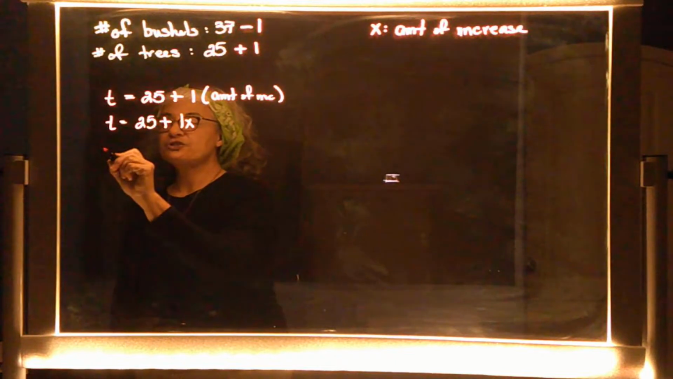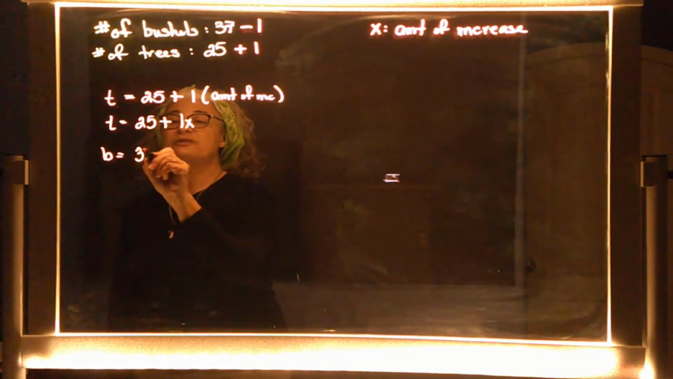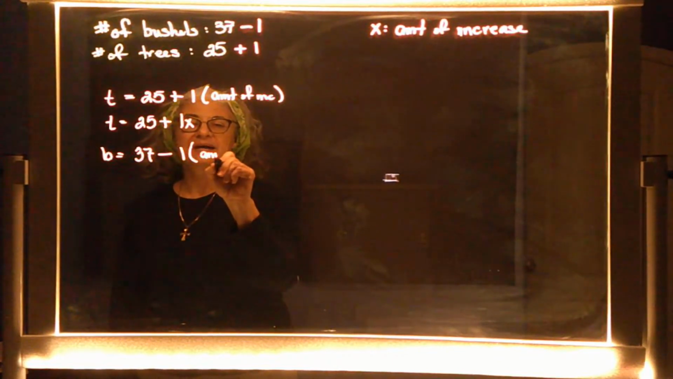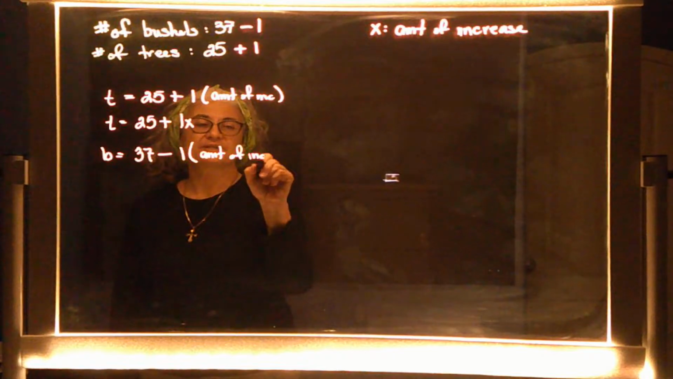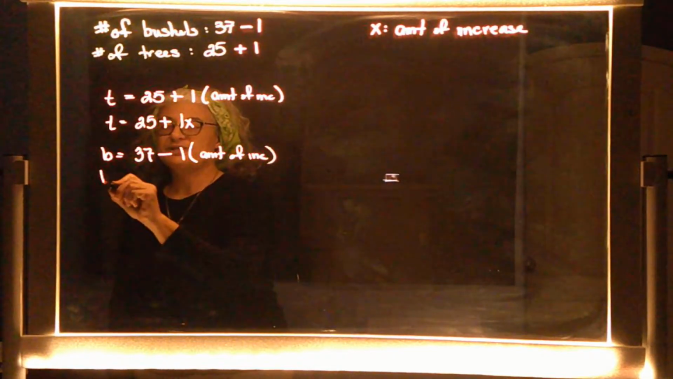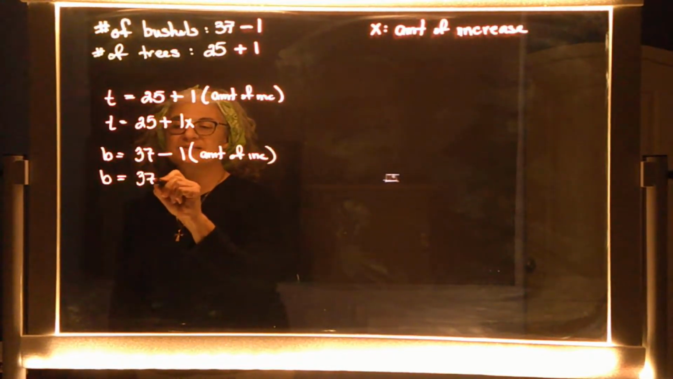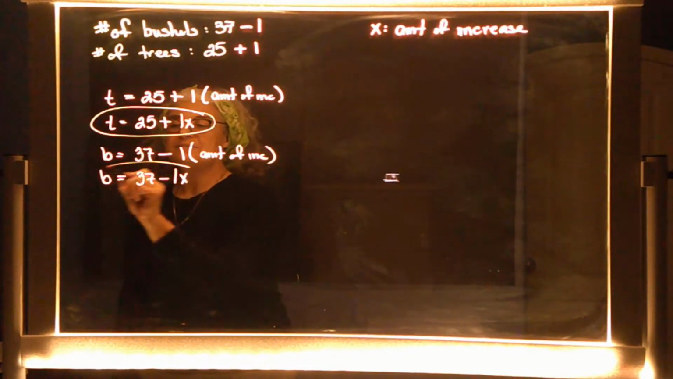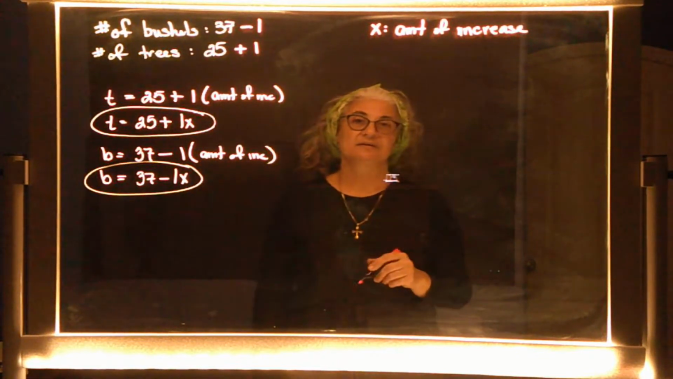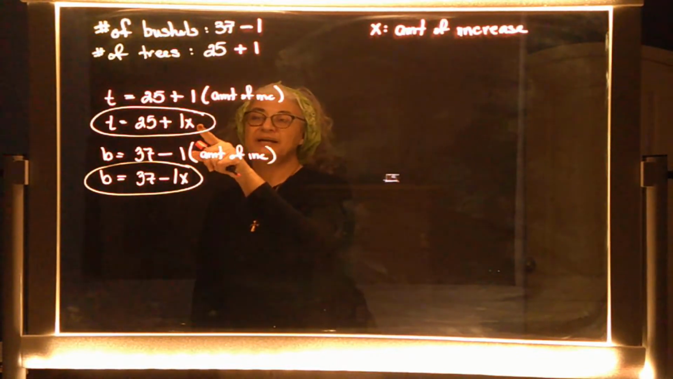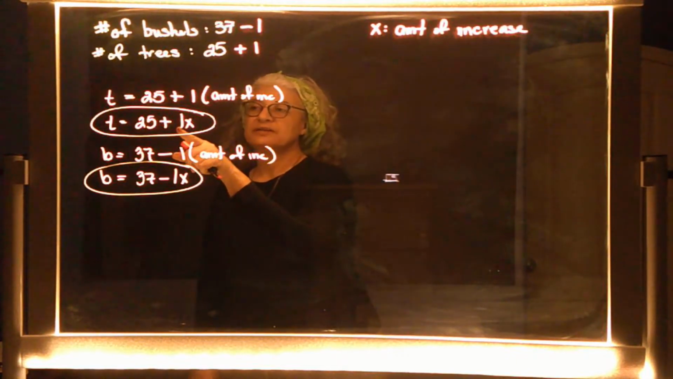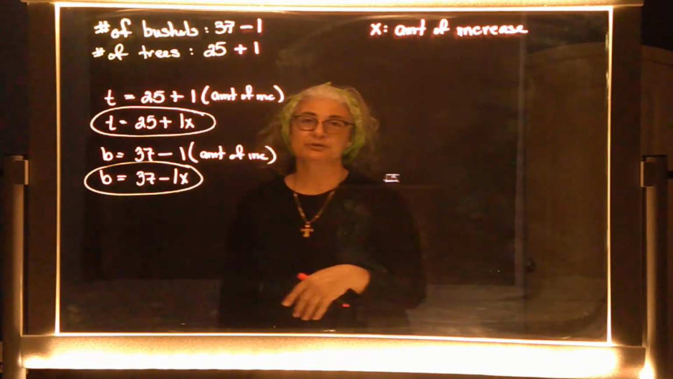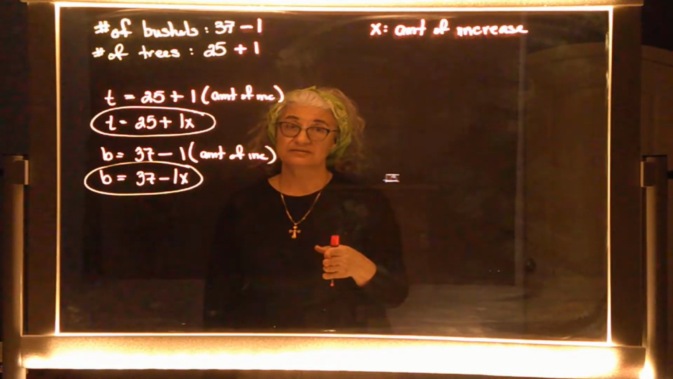Now, the number of bushels, on the other hand, is going to be 37 minus 1 times the amount of increase. And in this particular case, the number of bushels will end up being 37 minus 1x. x is the amount of increase. I'm taking how much I'm increasing by, multiplying it by this 1 to get the number of trees, but then I multiply it by this negative 1 to get the number of bushels. With me? Okay.